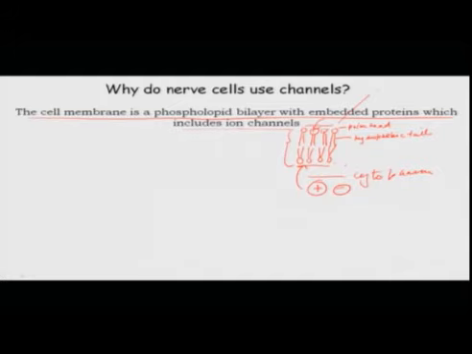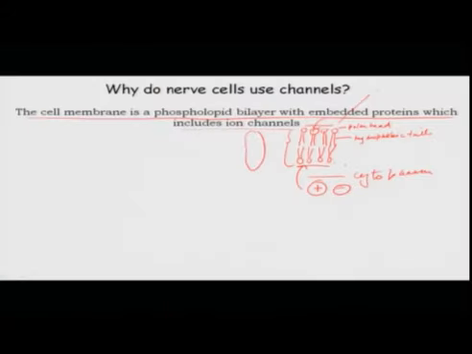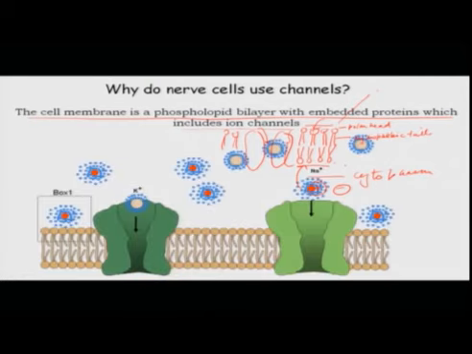So, how will you then allow charges to go through? The only way it can be done is if there are some proteins that are embedded inside this phospholipid bilayer which allow these ions to go through. So, this is a picture of the same. So, you see this is the phospholipid bilayer here, the polar head groups and the two hydrophobic tails facing inwards, and across this is embedded an ion channel.